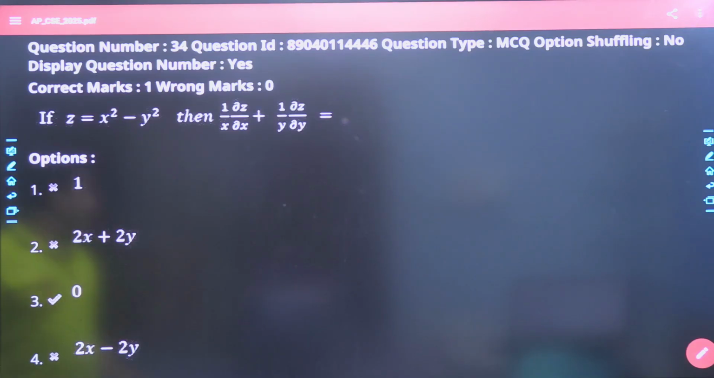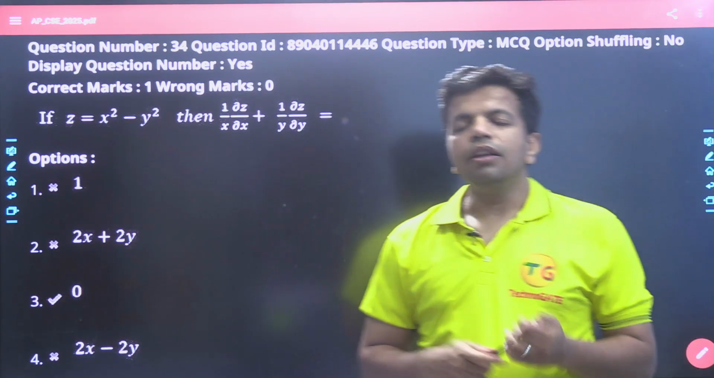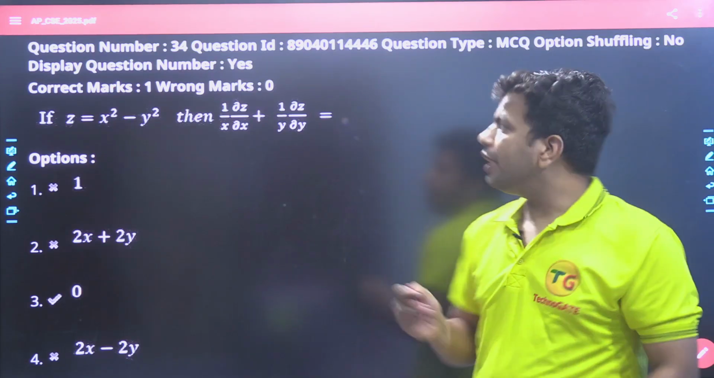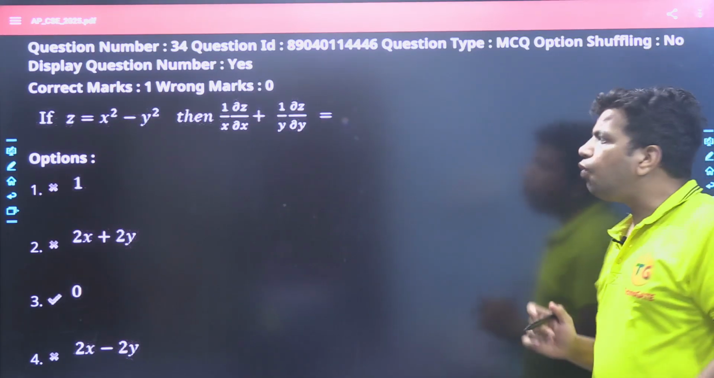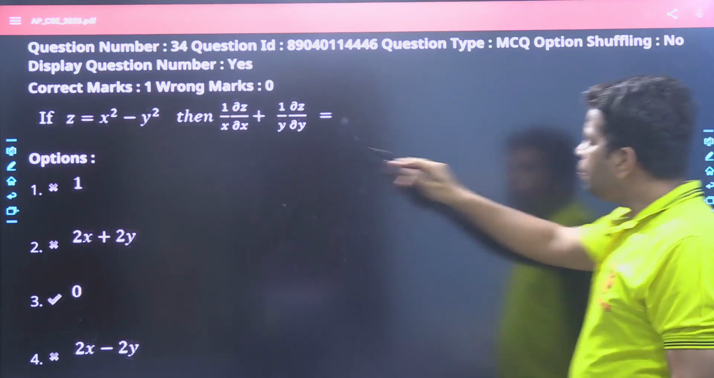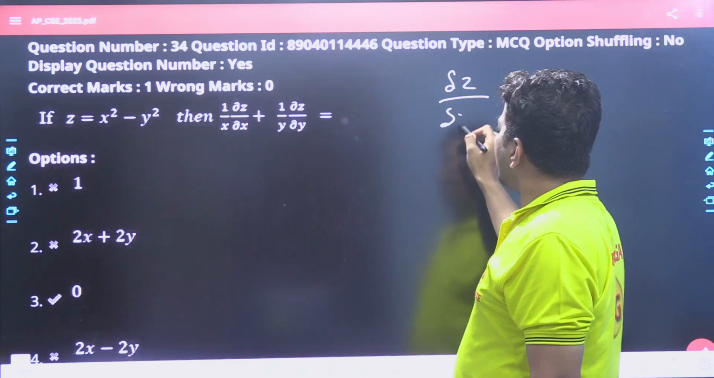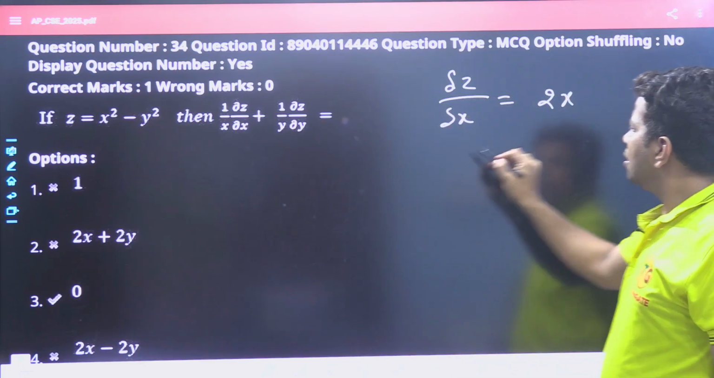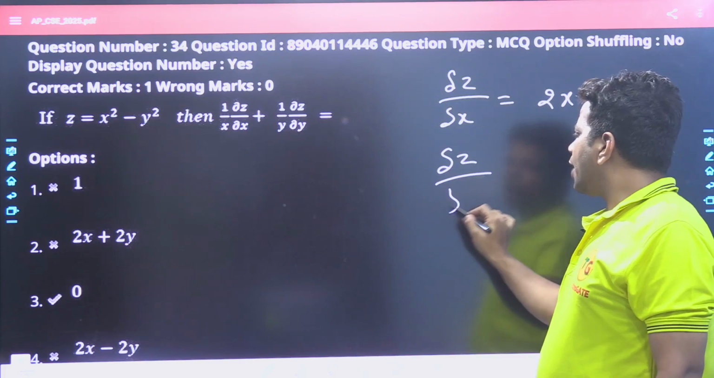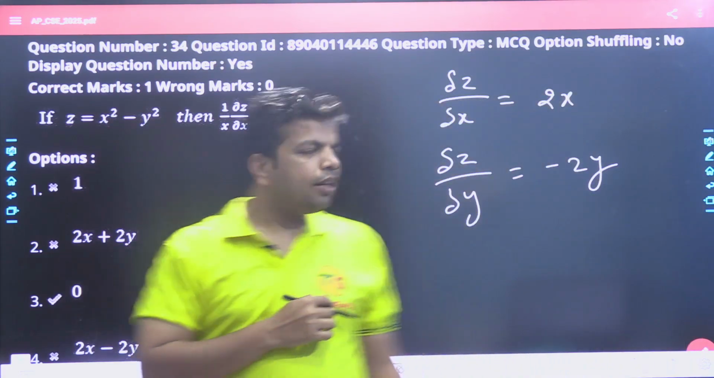So now the next question is, if z is equal to x square minus y square, then we need to compute the partial derivative of z with respect to x as well as with respect to y, and we need to put the value in this particular equation. Let's see. If we differentiate this with respect to x, del z by del x gives you 2x, and the partial derivative with respect to y is minus 2y. Just put that value in this particular equation.